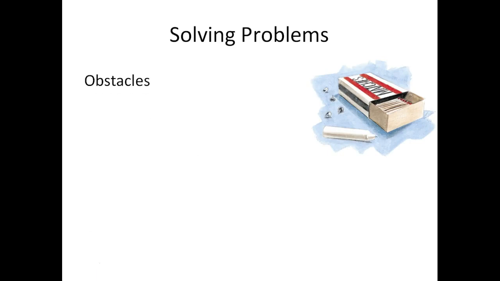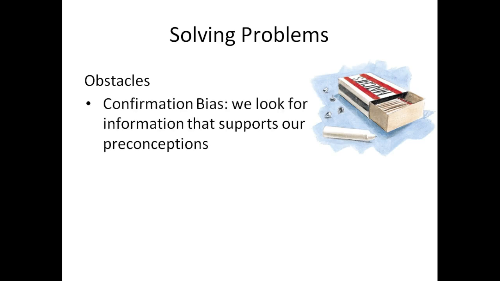Continuing to solve problems when you run into obstacles. One obstacle that people run into when they're trying to solve a problem is confirmation bias. We look for information that supports our preconceptions. So if I think a restaurant is a bad restaurant, then I'm going to look for every piece of information that I can to support the fact that that's a bad restaurant.